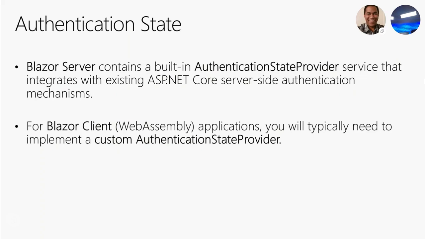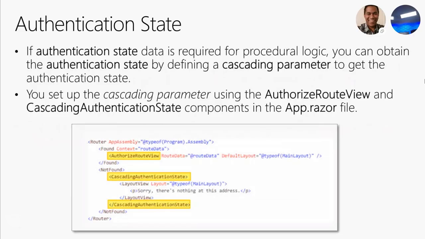Authentication state. Is the person authenticated? For server-side Blazor, it's pretty much built in. So the authentication state provider is just building upon what's already in the ASP.NET Core. But for client side, you'll typically need to implement a custom authentication state provider. So we'll walk you through every single step that you need for that.